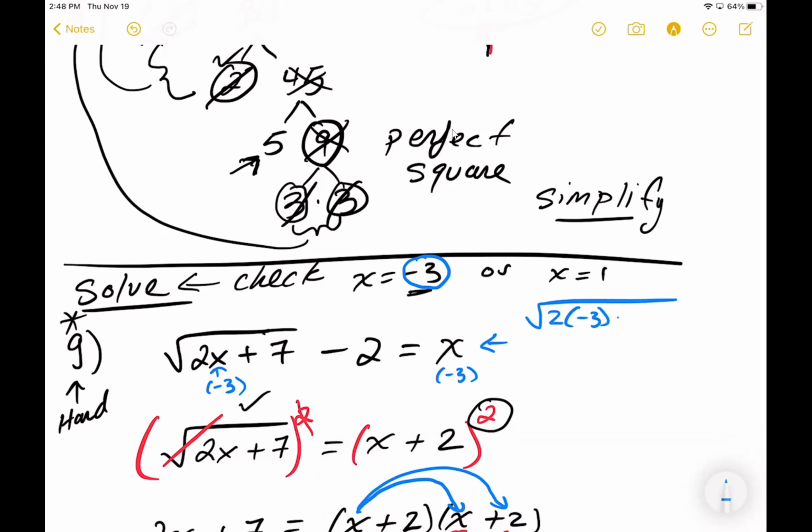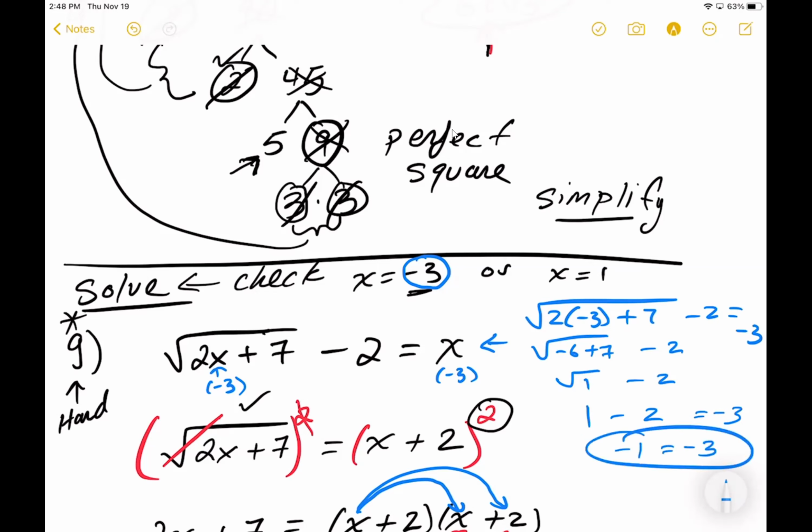My new problem is the square root of 2 times -3 plus 7, minus 2 equal to -3, right? What is 2 times -3? Well, 2 times -3 gives me -6. -6 plus 7 gives me 1. Square root of 1 is 1. Do you agree that 1 minus 2 is equal to -3? No, right? 1 minus 2 is equal to -1, and -1 is not equal to -3. So if you plug in -3, the answer does not come out correctly, and then that is not your answer.